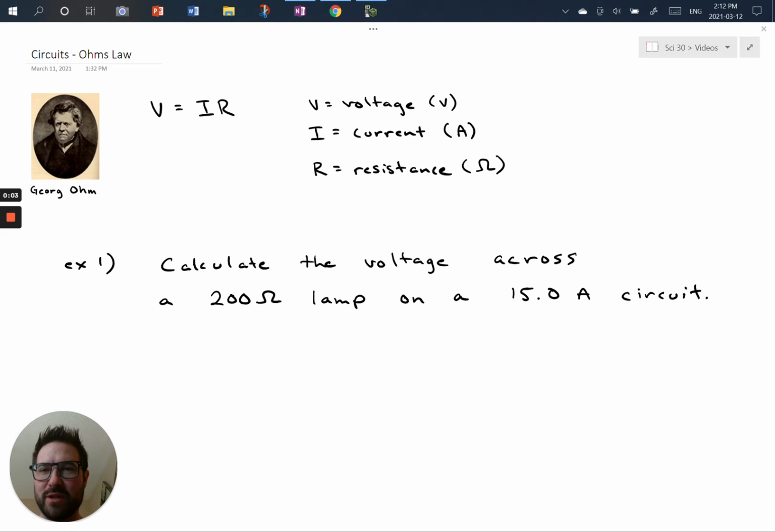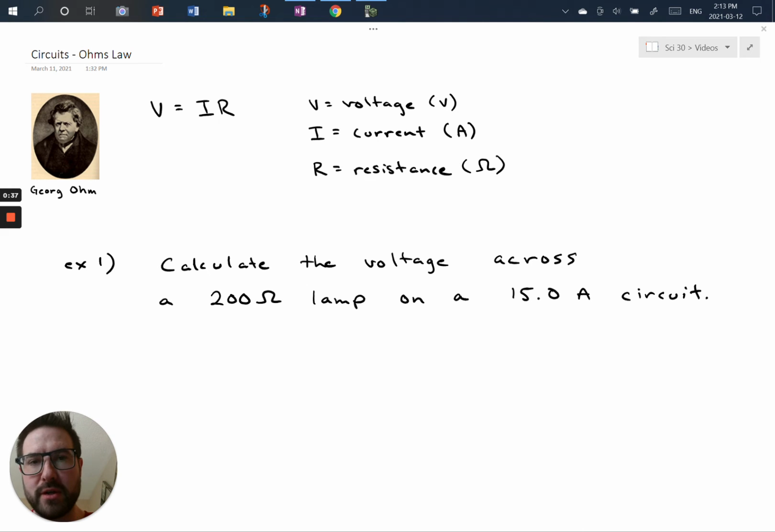We're going to do a quick little video looking at what's called Ohm's Law. So what Ohm's Law is, it's a relationship between voltage, current, and resistance. And it was defined by this guy named Ohm, George Ohm. And the formula for Ohm's Law looks like this. Voltage is equal to the product of current times resistance.